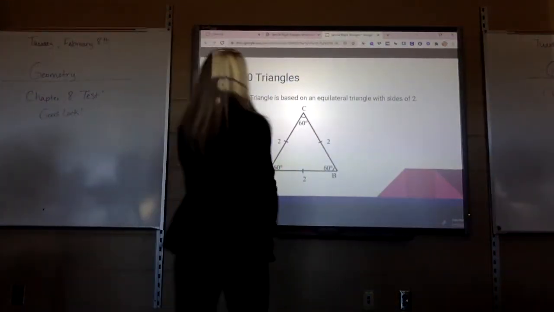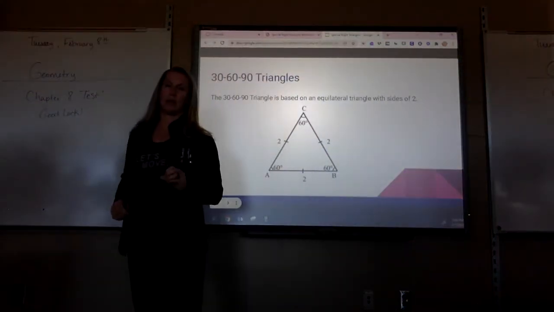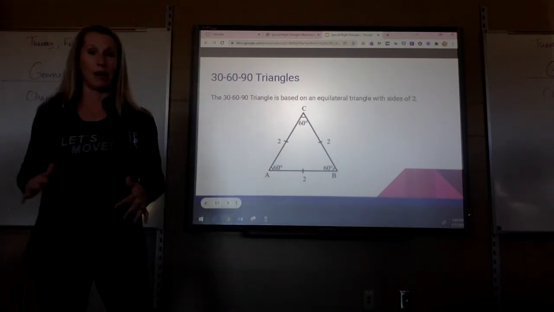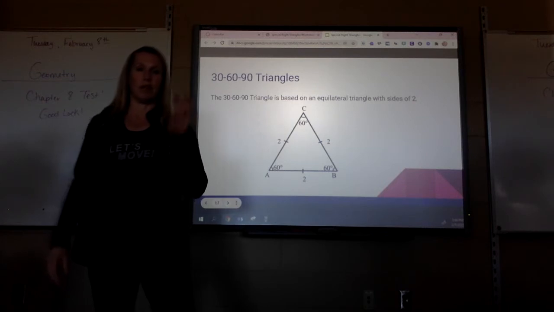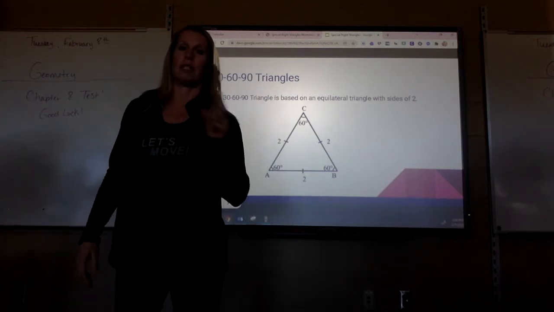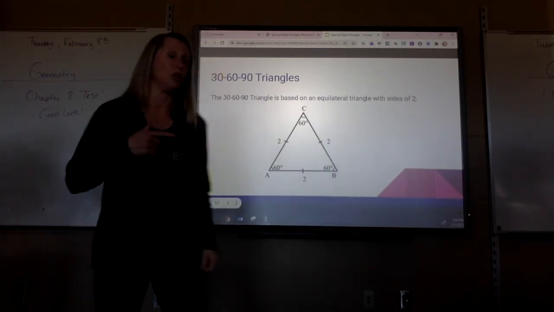Okay, so a 30, 60, 90 triangle is based on an equilateral triangle where every side is 2. So equilateral means all 3 angles are 60, all 3 sides are the same, and they happen to be 2 on this one.